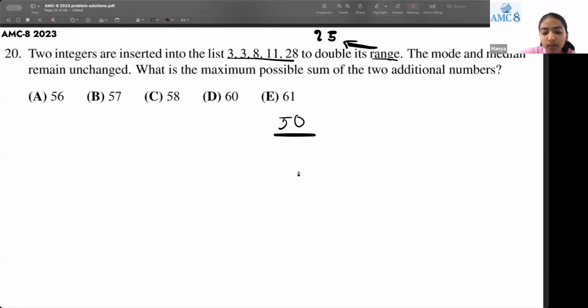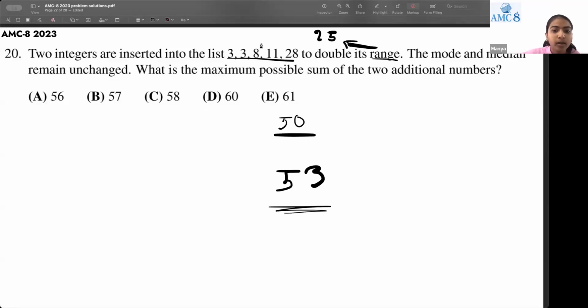And so the number that we add is 53, because 53 minus 3, which is the smallest value, is equal to 50. And so 53 is one of the integers we add. But we need another integer.